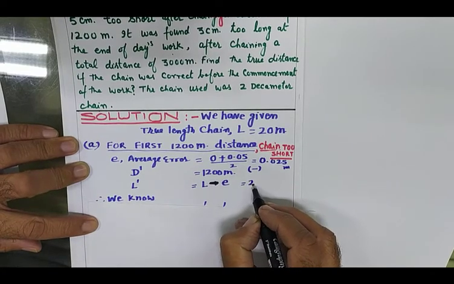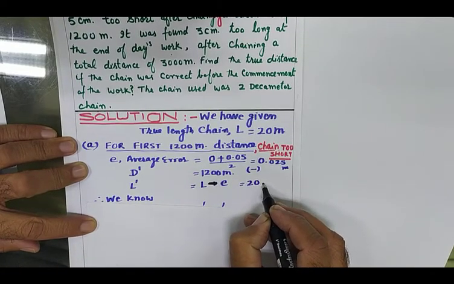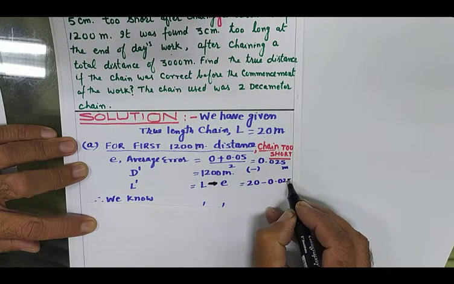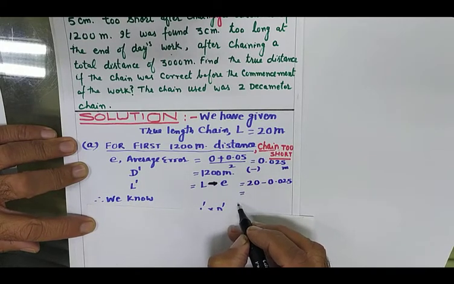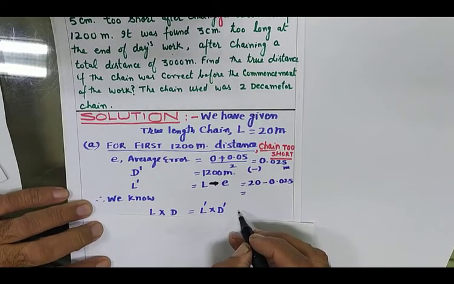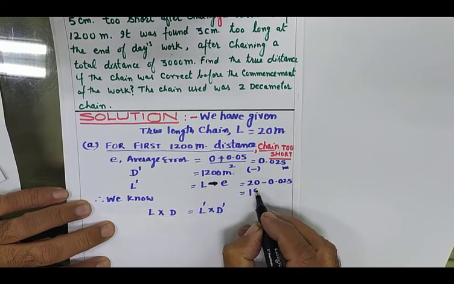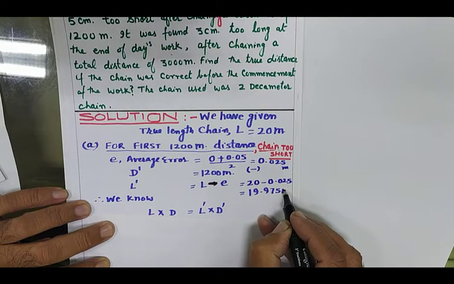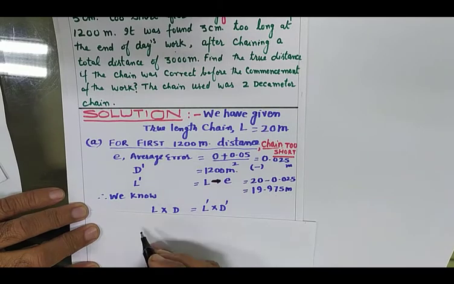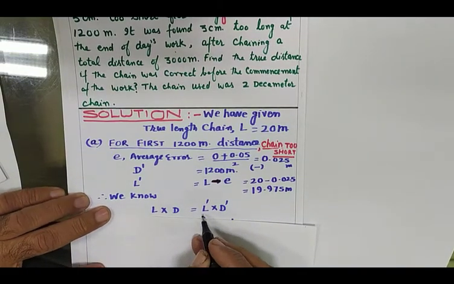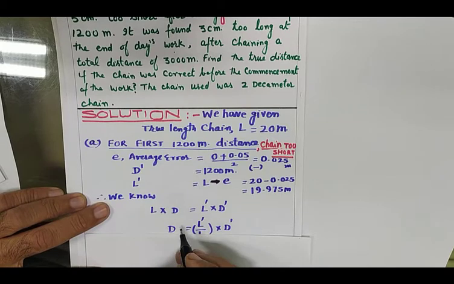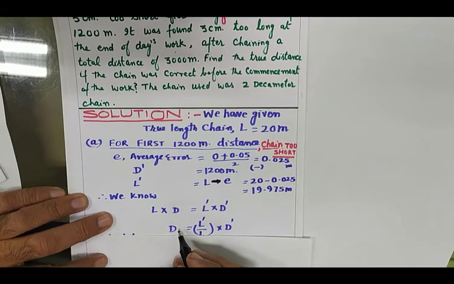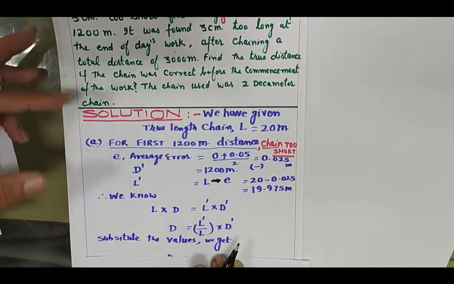So L is 20 meter. Then you deduct this average value, minus 0.025 meters. This comes to be 19.975. The incorrect length is 19.975 meter. Then again, L into D is equal to L dash into D dash. So we have to calculate D, the actual distance measured with this chain that is too short.